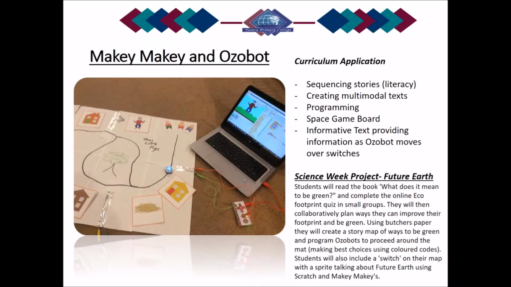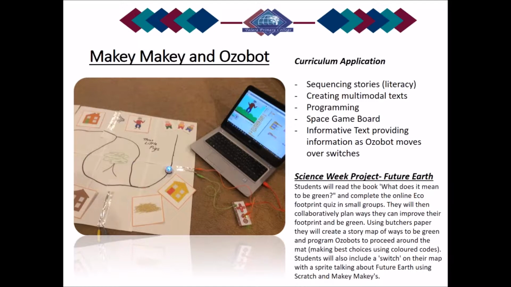It does then allow for a little bit of programming. Other ideas you could do with it, and I mean, the ideas are endless. You could create a space board game if you're looking at Year 3 or Year 5 students, and actually have the Ozobot activate information about different planets as they move through the solar system. You could create informative texts. So instead of creating information about the environment, the Ozobot goes over it and starts talking to them about whatever topic they've created, or even a board game.